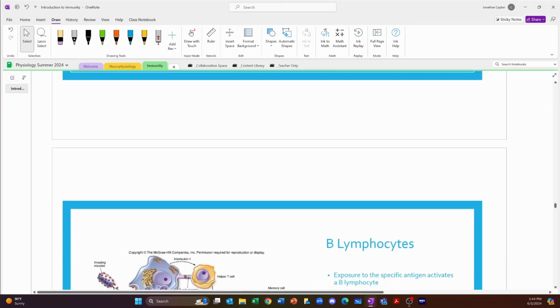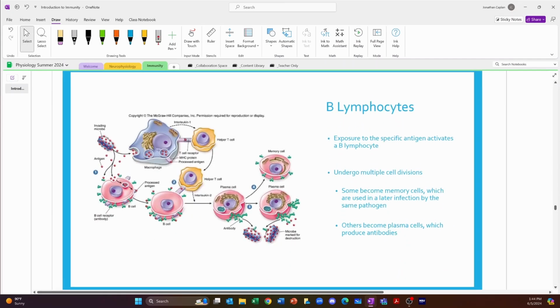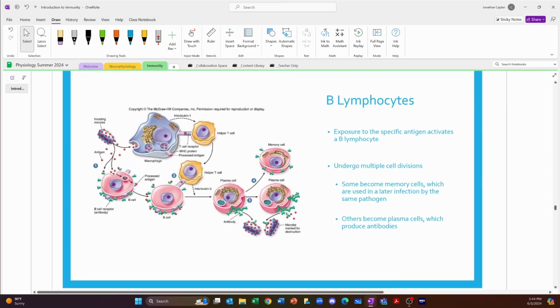Okay, so B lymphocytes. Big thing with this one, they have to be exposed to the specific antigen, then undergo cell divisions, and the main goal, produce antibodies. That's the gist of what you got to know from this slide. They get a specific antigen.